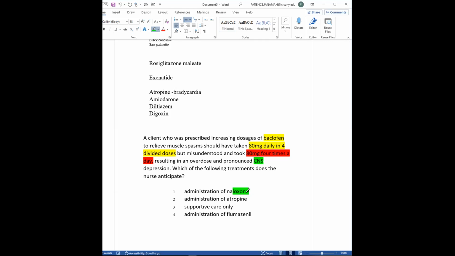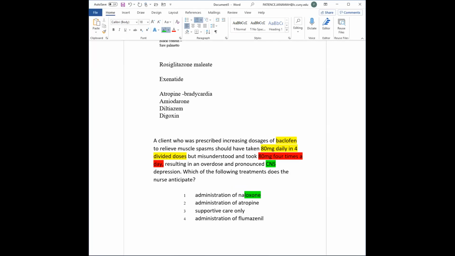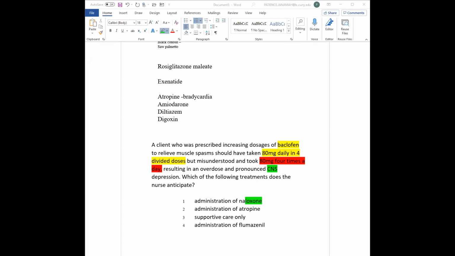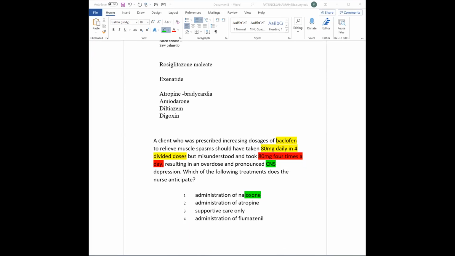Why will you think supportive care? Okay, so I can't give atropine because it already told me that there's the CNS depression, right? And the antidote for the baclofen is the atropine. The antidote for what? The baclofen is atropine. I didn't hear what you said. The antidote for the baclofen is atropine. I didn't get you.